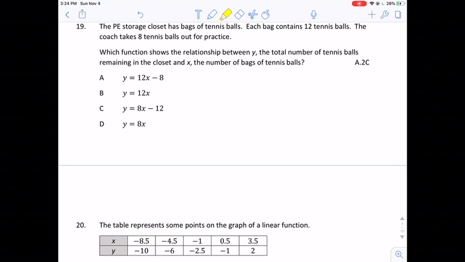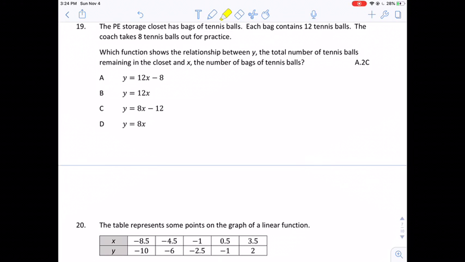The PE storage closet has bags of tennis balls. Each bag contains 12 tennis balls. The coach takes 8 tennis balls for practice. Which function shows the relationship between y, the total number of tennis balls remaining in the closet, and x, the number of bags of tennis balls?